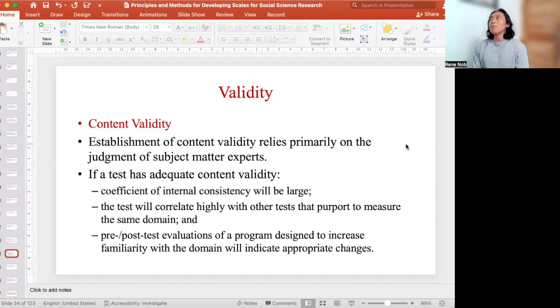For example, there is an intervention that is designed to increase academic self-efficacy. You measure academic self-efficacy before the intervention. Since the intervention is intended to increase that trait or that construct, then we would expect that after the intervention, when the participants are measured on academic self-efficacy once again, we expect the appropriate changes. Meaning, since the intervention is intended to increase academic self-efficacy, then we would expect that the academic self-efficacy of the participants is already higher.